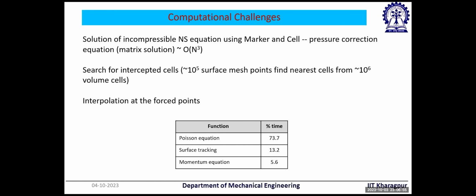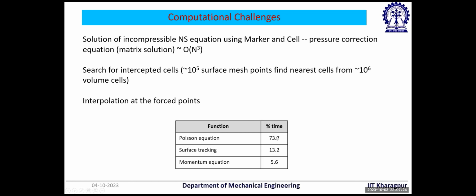a very computationally complex part. Another part is searching for the intercepted cells. There are around 100,000 surface mesh points in a few million volume cell background. So we need to identify which of the volume cells are intercepted by the surface points. That includes a complex point search algorithm. And then we have to interpolate the velocity, pressure, etc. at the force point, which also requires certain effort.